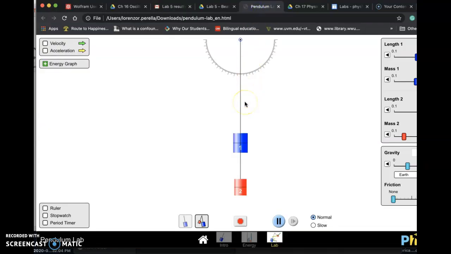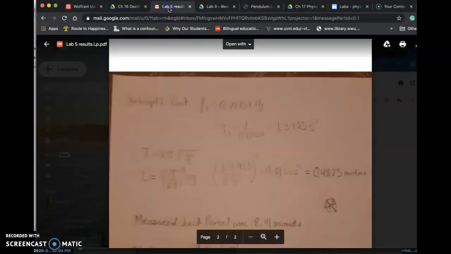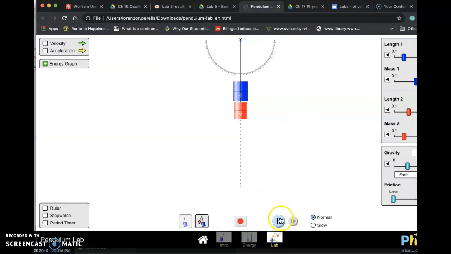Now in here shows what we're looking for. This first pendula we will set to our original length of 0.35 meters, while the second one we shift to 0.48 meters. Just to confirm our results, 0.48, good.